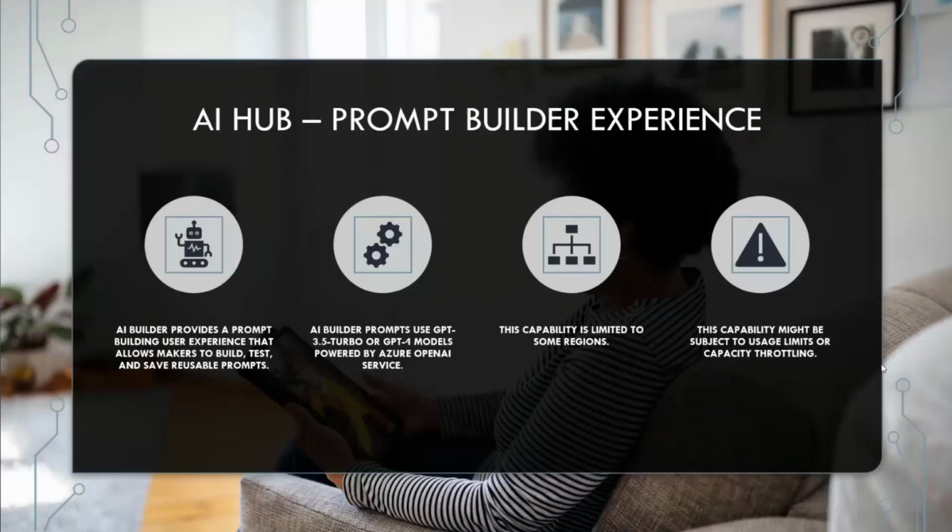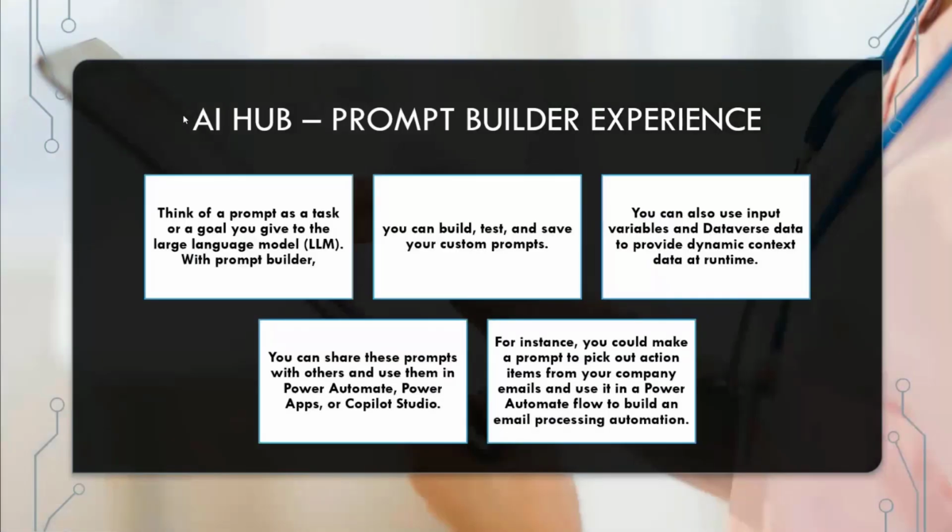AI Hub, this is what I was talking about. AI Builder provides a prompt building user experience that allows your users to integrate prompts either in applications or in automations. The two variants, as I already elaborated, are the 3.5 Turbo and GPT-4 models, which are directly available. Just make sure that this capability is not applicable for all regions. It is limited to some regions only as of now, while this capability might be subject to usage limits and capacity throttling. So please be mindful while using it. When I talk about GPT, you should be aware of how you can draft your own prompts. So this is the prompt builder experience. I think we just saw it in the previous demo, but I'm going to utilize the same in my demonstration as well.